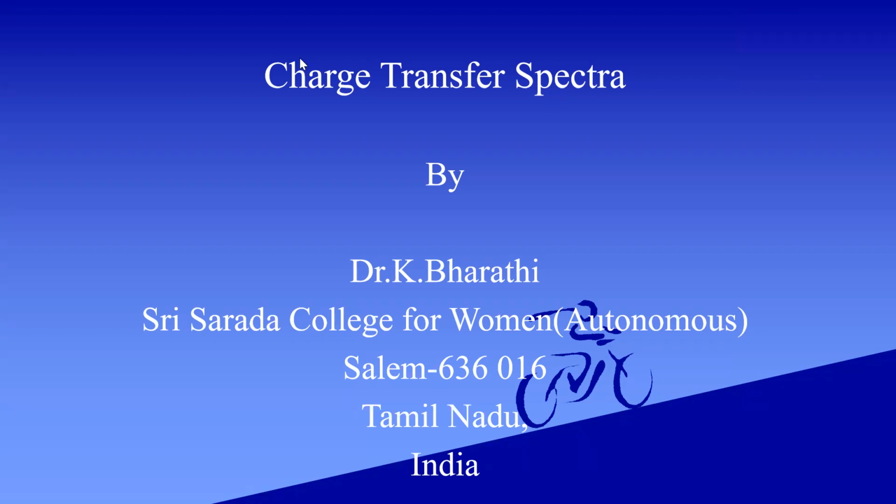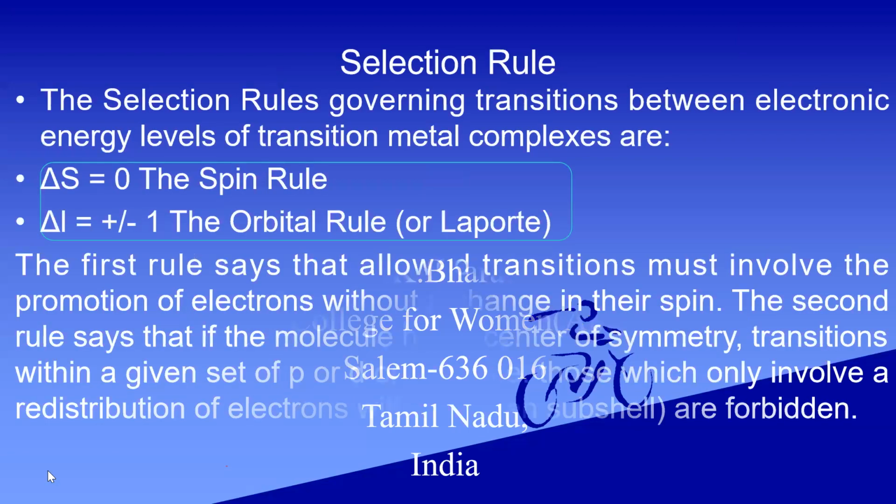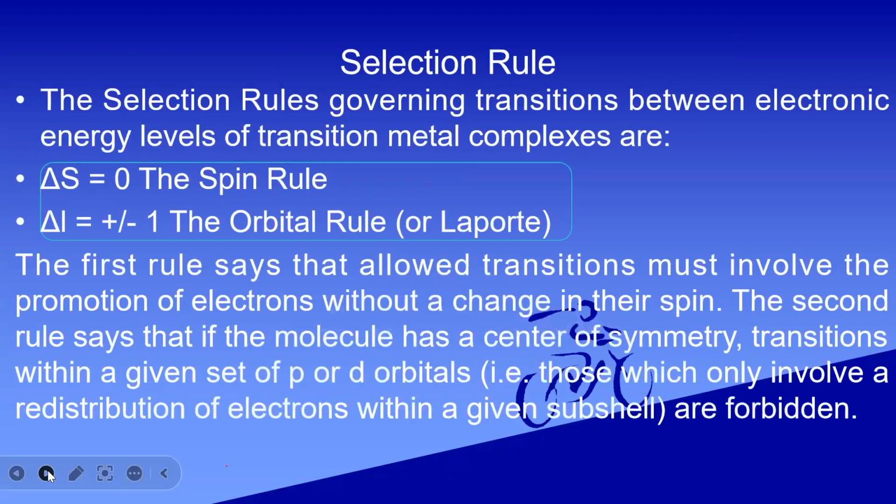Let us see about the charge transfer spectra. Before going into details about charge transfer spectra, we should know about the selection rule. There are two types of selection rules. One is the spin selection rule, that is del S equal to 0. The second one is the orbital selection rule or Laporte selection rule, that is del L is equal to plus or minus 1.